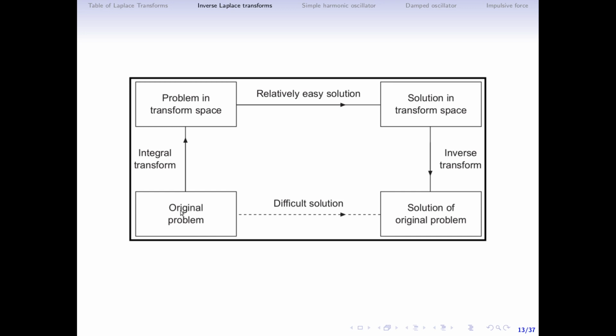Suppose I have an original problem, and finding the solution of the original problem is really difficult. In that case, what we do is we take the integral transform and translate the problem into the transform space, and then we can find a relatively easy solution, and then you take the inverse transform, which will give us the solution. This route actually works, and we'll see that using some more examples.